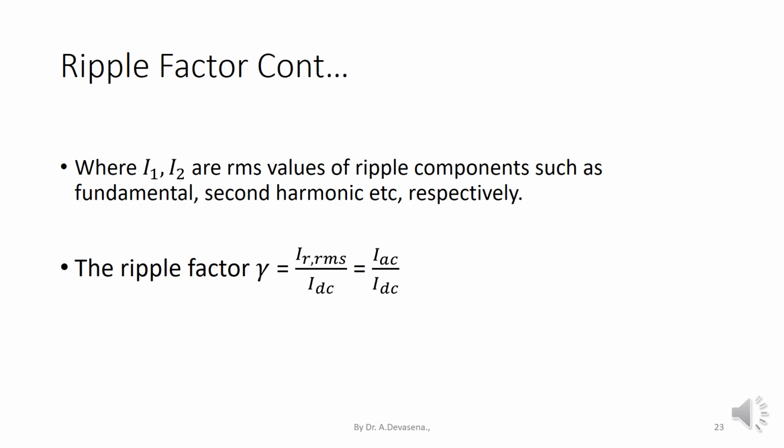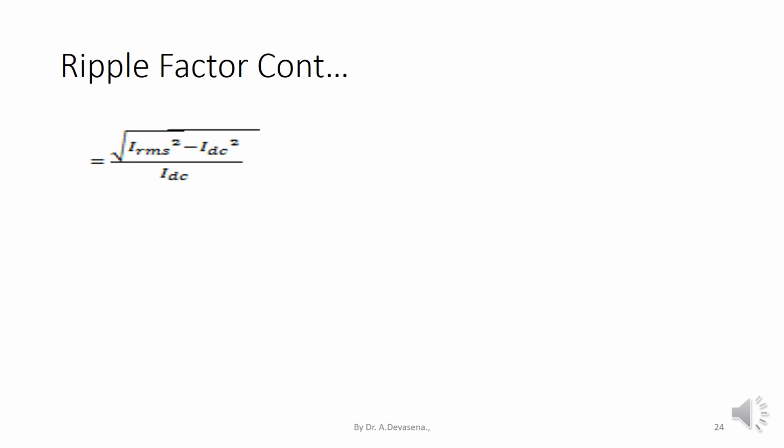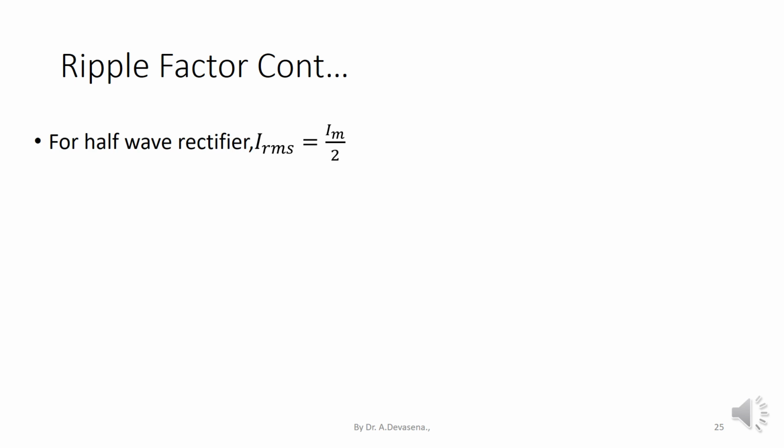The ripple factor gamma is equal to I ripple RMS by IDC. This is equal to IAC by IDC. The value of IRMS is equal to square root of IDC square plus I ripple RMS square. So the ripple factor is equal to square root of IRMS square minus IDC square by IDC. That is square root of IRMS by IDC the whole square minus 1. For the half-wave rectifier, IRMS is equal to Im by 2 and IDC is equal to Im by pi.